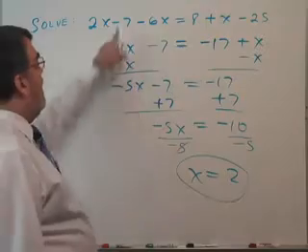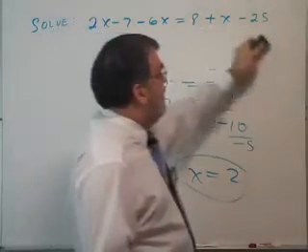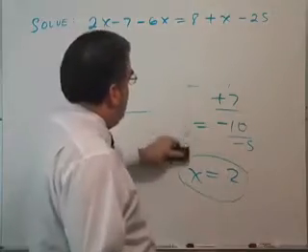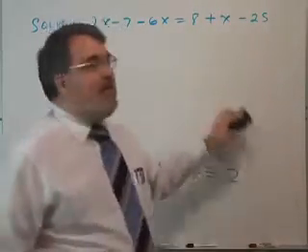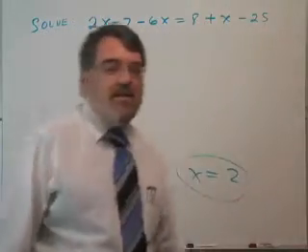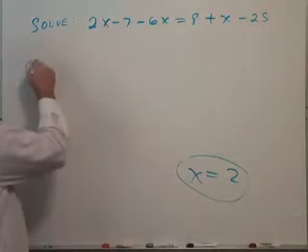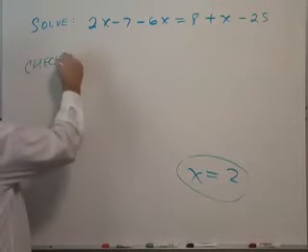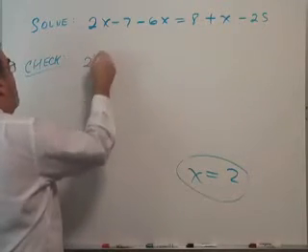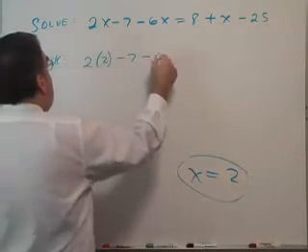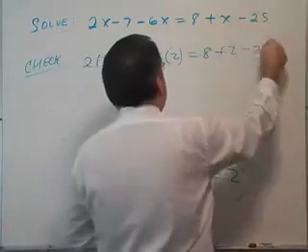This is the correct answer if this is what satisfies the equation. So what does it mean to satisfy the equation? It means that it balances the equation when I replace x with my answer of 2. So I'm going to check it here and replace x with 2. 2 times 2 minus 7 minus 6 times 2 equals 8 plus 2 minus 25.